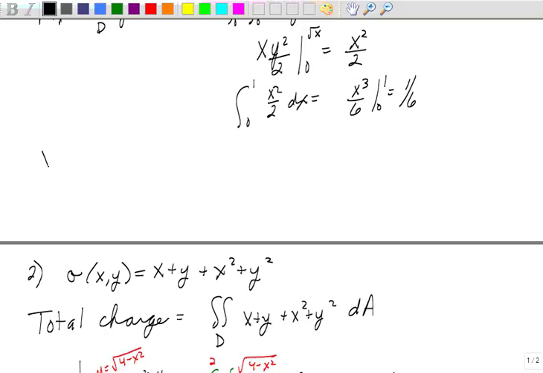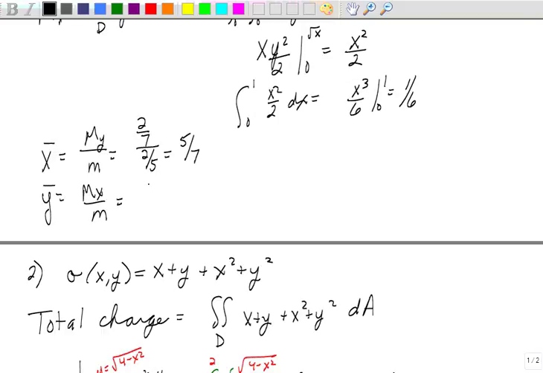So the center of mass is going to be x bar, which is the moment with respect to the y-axis, which we found was 2/7, over the mass, which was 2/5. So this is 5/7, and y bar is mx over m, which is 1/6 over 2/5, which is 5/12. So the center of mass is 5/7, 5/12. Okay, that should help you with your problems.